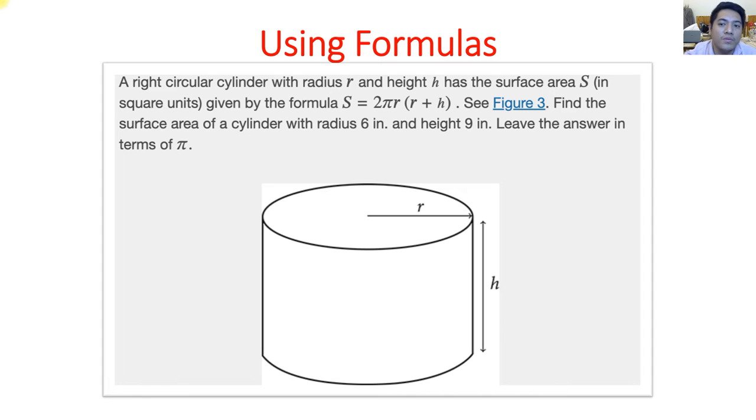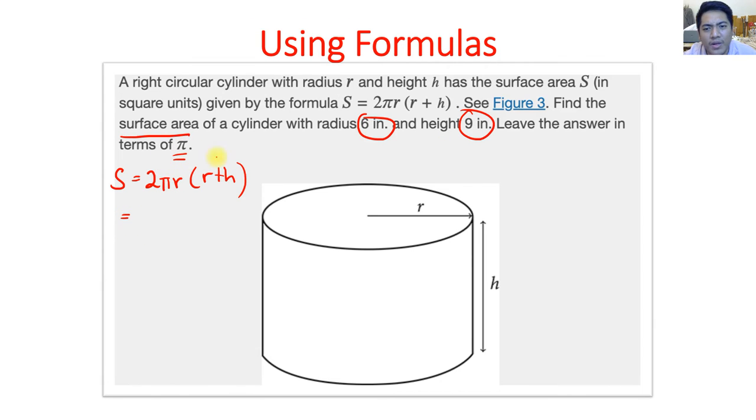So let's try to solve this. A right circular cylinder with radius r and height h has the surface area of S in square units, given by the formula S = 2πr(r + h). Find the surface area of a cylinder with a radius of 6 inches and height of 9 inches. Leave the answer in terms of pi.